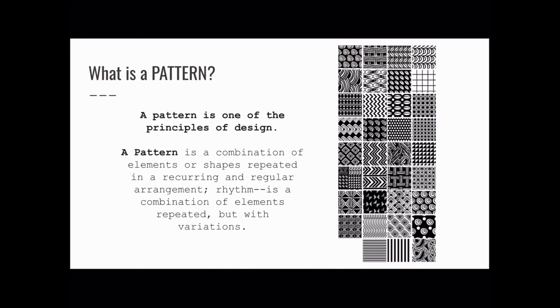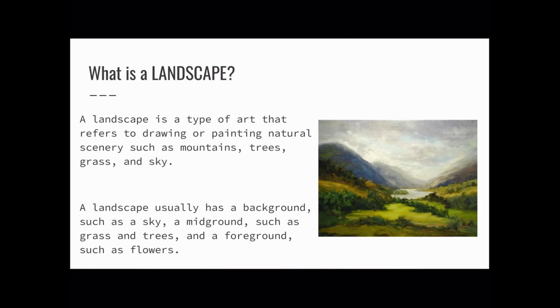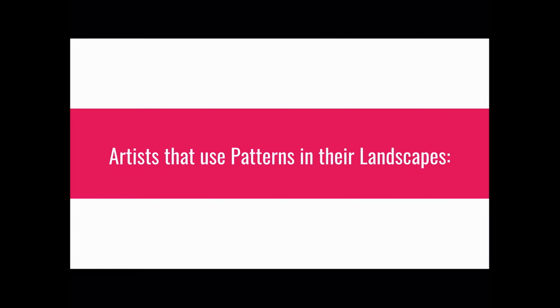Okay, so moving on to the landscape end of things. What is a landscape? Landscape is a type of art that refers to drawing or painting natural scenery such as mountains, trees, grass, and sky. A landscape will usually have a background of some sort, such as a sky with clouds or maybe some mountains back there, a midground, such as grass and trees, and a foreground. Maybe it's flowers, maybe there's a really large tree in the foreground, for example. You can have all sorts of different things.